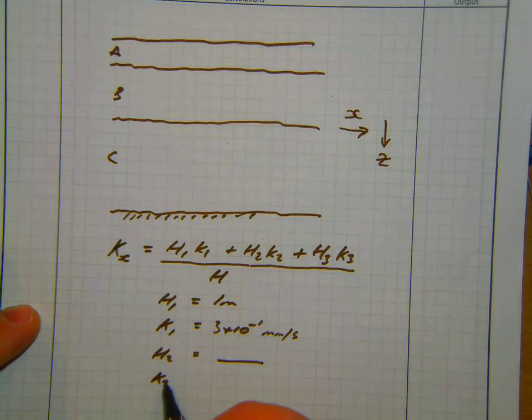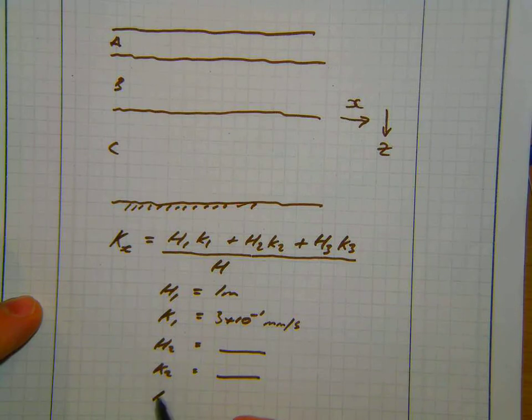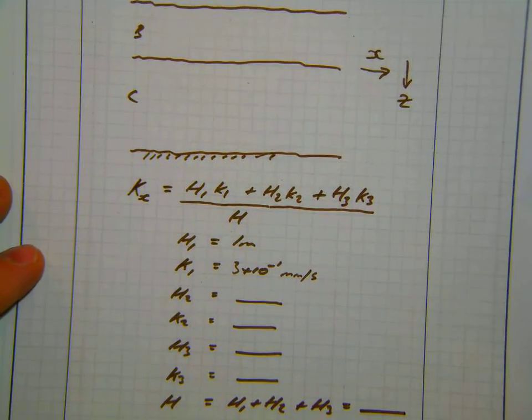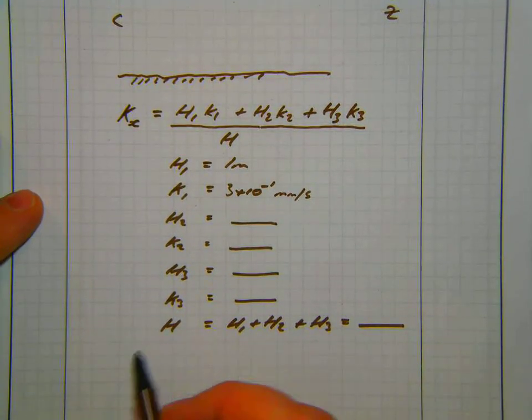Each of you can do those things, and H3 and K3, and fill in the blanks really. And H is made up of H1 plus H2 plus H3, which again we can fill in the blanks, and with all those parameters we can just feed those in, and then that will tell us what Kx is.